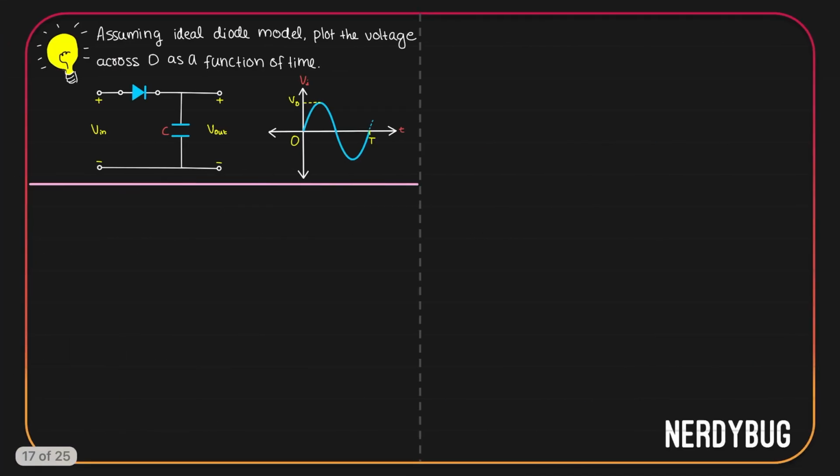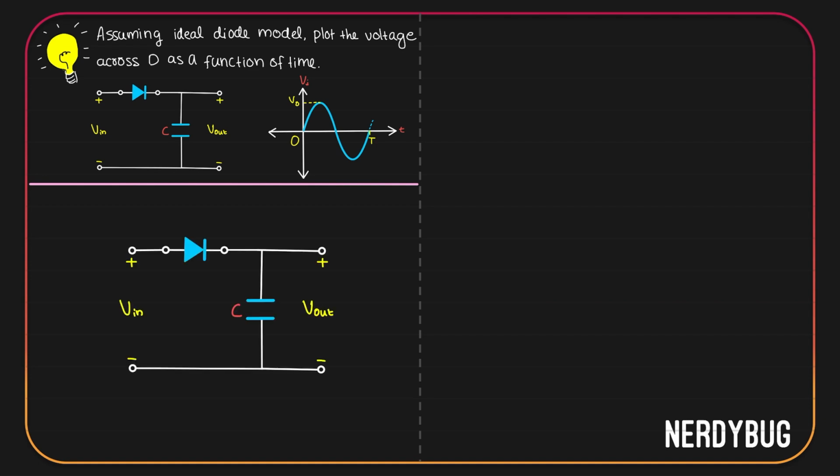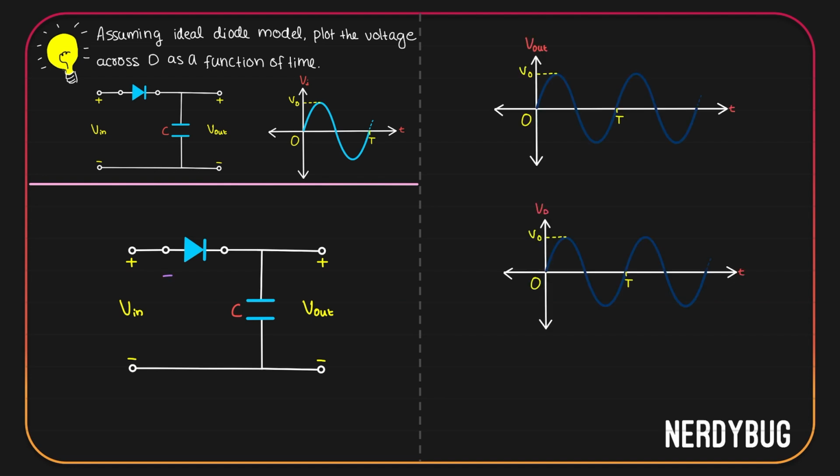Let us now solve a problem. Assuming ideal diode model, we have to plot the voltage across the diode as a function of time. This is our circuit and this is our input. The input is sinusoidal. Let's take a better look at our circuit for analysis. Let us also take two graphs to plot the output and the voltage across the diode.